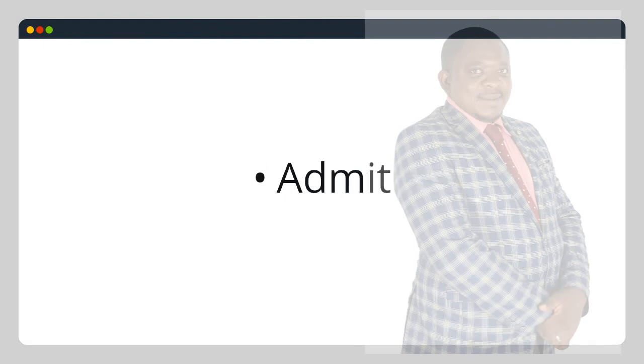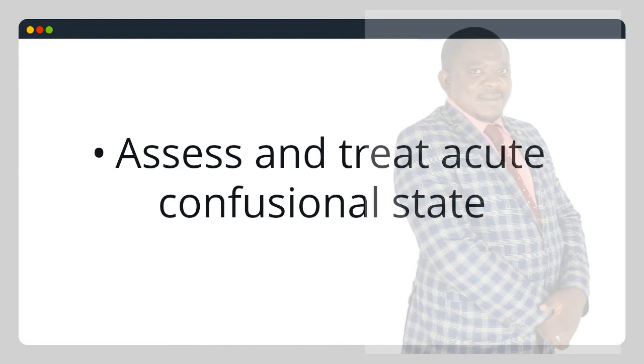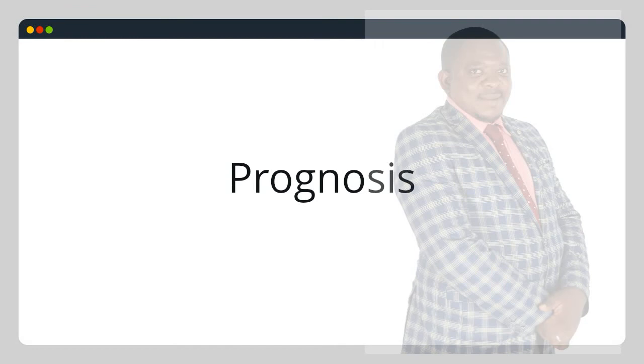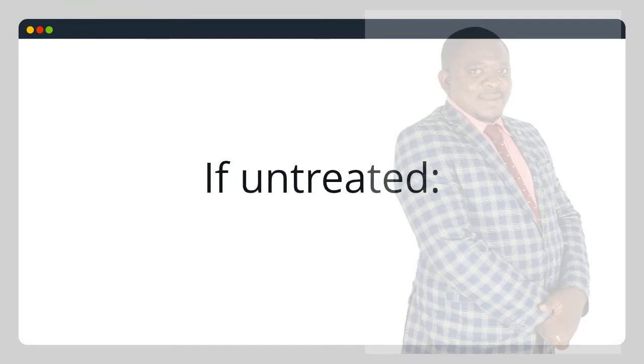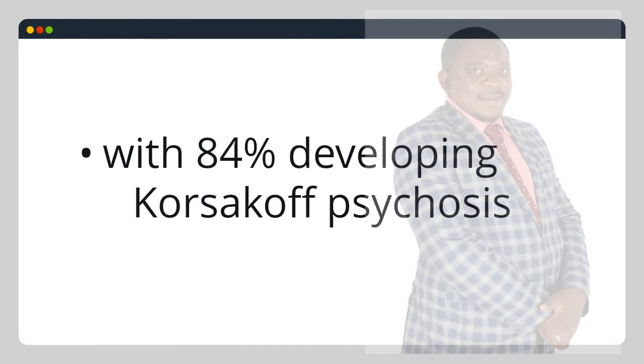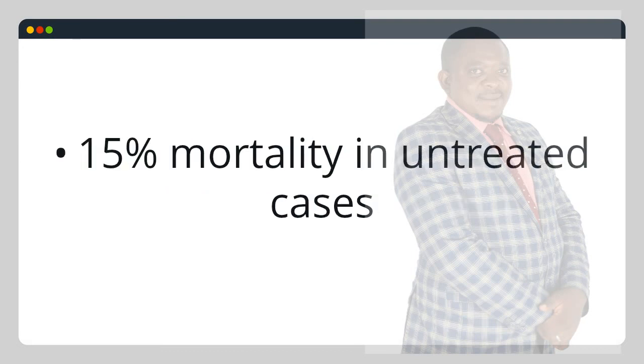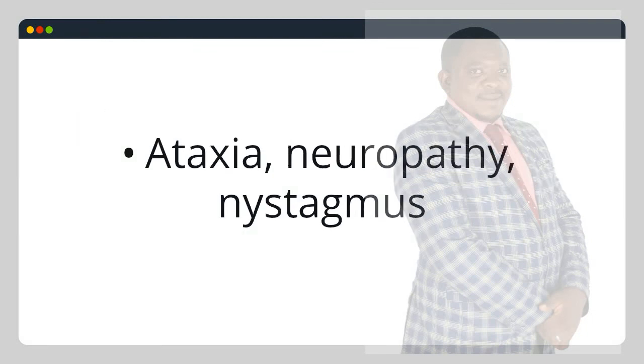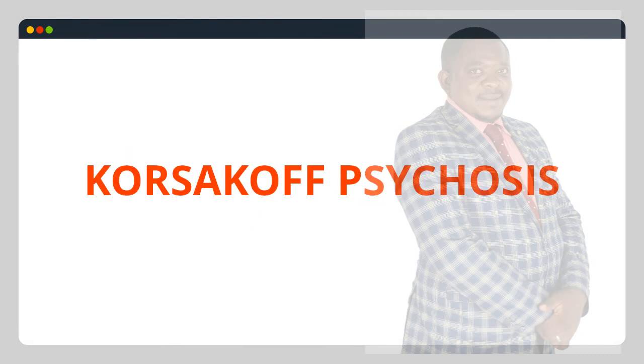Treatment: admit. Assess and treat acute confusional state. Parenteral B1 replacement. Prognosis: if untreated, lasts 2 weeks, with 84% developing Korsakoff psychosis. 15% mortality in untreated cases. With treatment, sixth nerve palsy and confusion resolve within days. Ataxia, neuropathy, and nystagmus may persist.